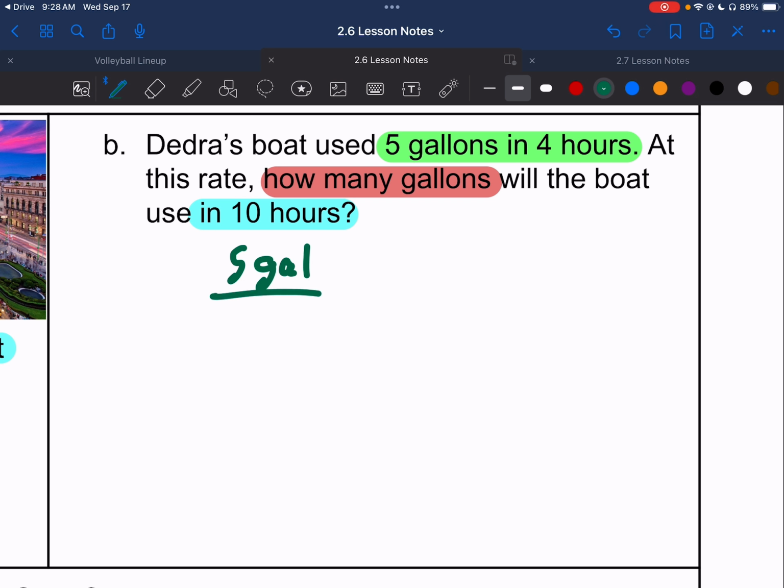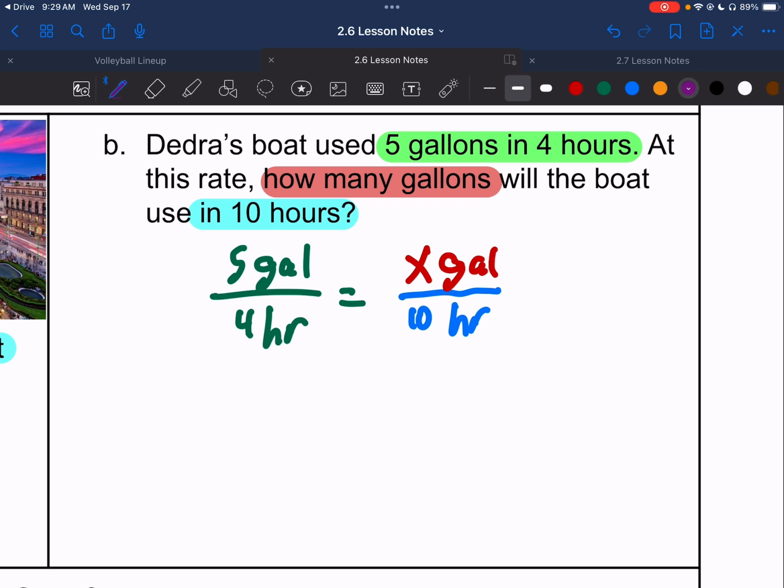5 gallons over 4 hours. And we want to set up our second ratio the same way, where we have gallons over hours. So we have 10 hours and we have an unknown number of gallons.